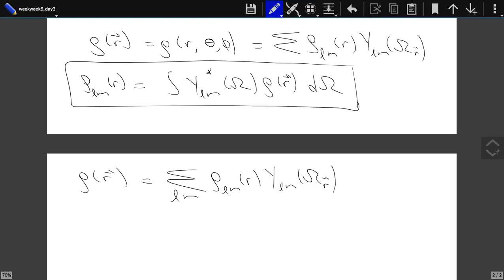Now the moments. You see, this almost looks like the definition of the multipole moments. Almost. Not exactly. To convert it to the multipole moments, Q_lm, we just take rho_lm(r), multiply it with r to the l, and integrate over r squared dr from 0 to infinity.